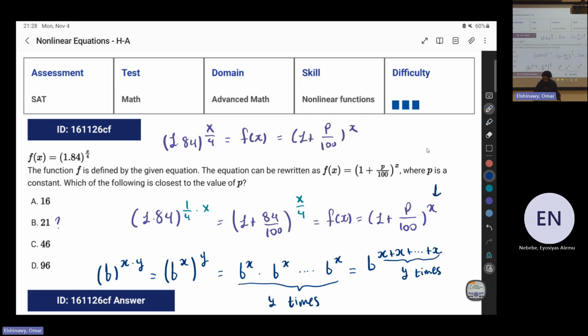But then if this is the case, it's very simple because you get b to the y times x. And then here we can apply the same formulation, but in reverse. So 1.84 to the power of 1/4 times x is 1.84 to the power of 1/4, to the power of x.